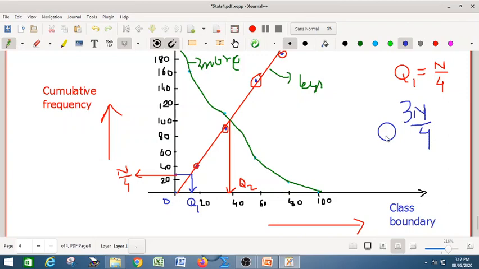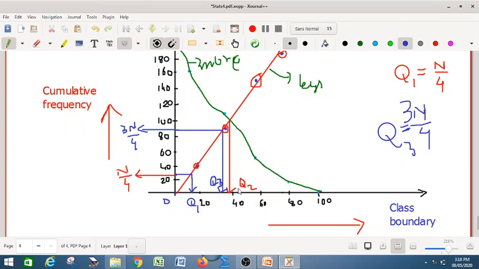Similarly, Q3 is 3n by 4, that is the third quartile. Q3 is 3n by 4. So n by 4 is 50 and 3n by 4 is 150. Suppose this is 3n by 4. In the graph you will easily find it. You draw the horizontal line, it will intersect the red curve, and then draw the vertical line. This is your Q3.